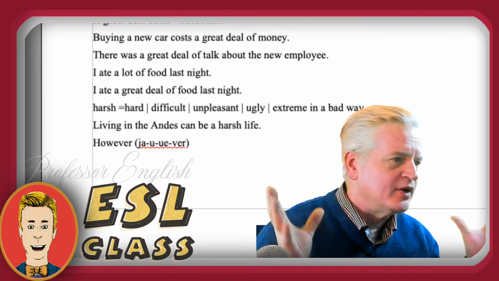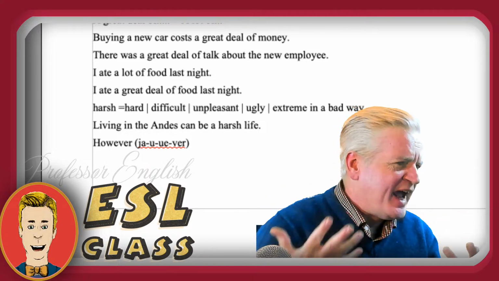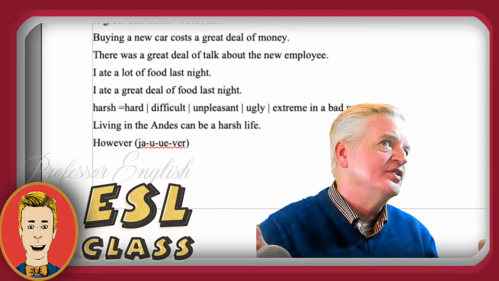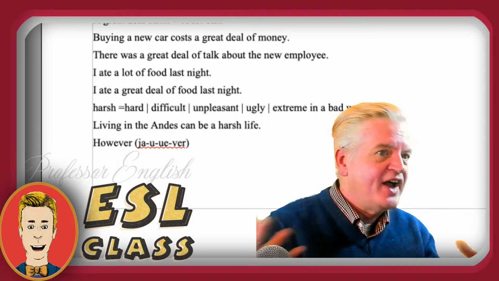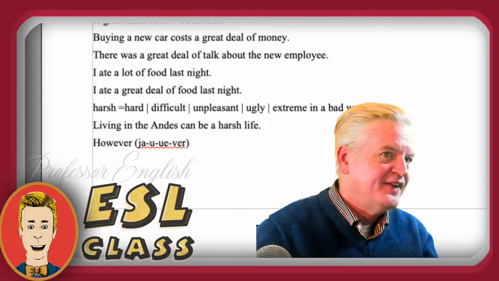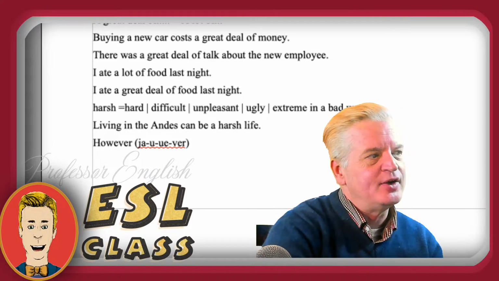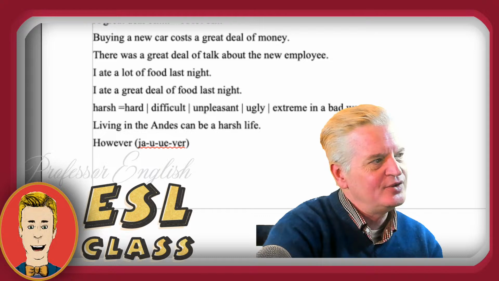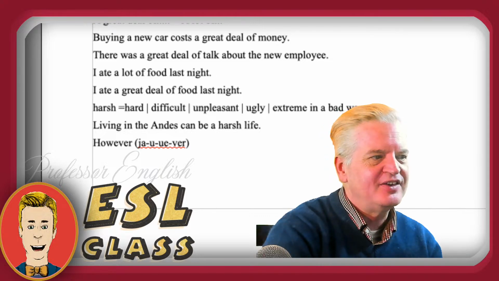So harsh weather could be very cold or very extreme weather in a bad way. It could also be very hot. In the Sahara Desert, there is very harsh weather. That's hot. In Alaska, there's very harsh weather. That's extreme cold. So this word harsh means bad or extreme. He was in Peru, so the example that we used was that living in the Andes can be a harsh life, a difficult life, an extreme life.